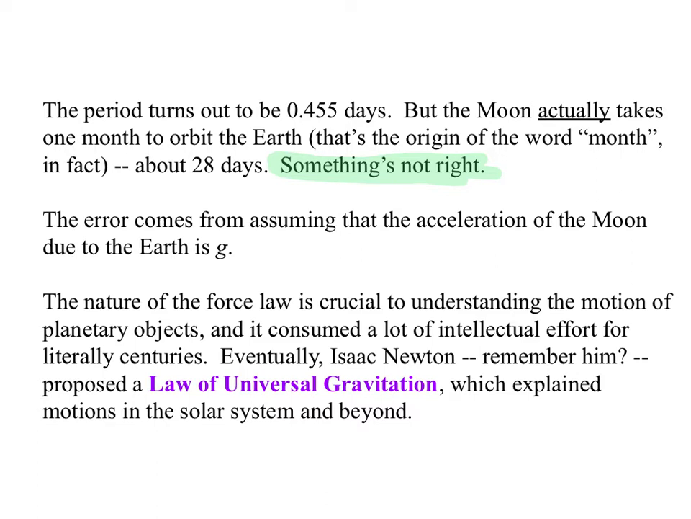The nature of the force law that we actually have is crucial to understand the motion of planetary objects, and it consumed a lot of intellectual effort for centuries. But eventually, Isaac Newton, you might remember him, proposed a law of universal gravitation, which explained motions in the solar system and beyond. He helped push forward our understanding of dynamics, and he did this calculation and basically said the Moon couldn't really be pulled by the Earth at a rate of g. What he actually said is that he came up with a force law that says the Moon is still pulled on by the Earth the same way that something near the surface of the Earth, let's say an apple, is, but that the value of g is different.